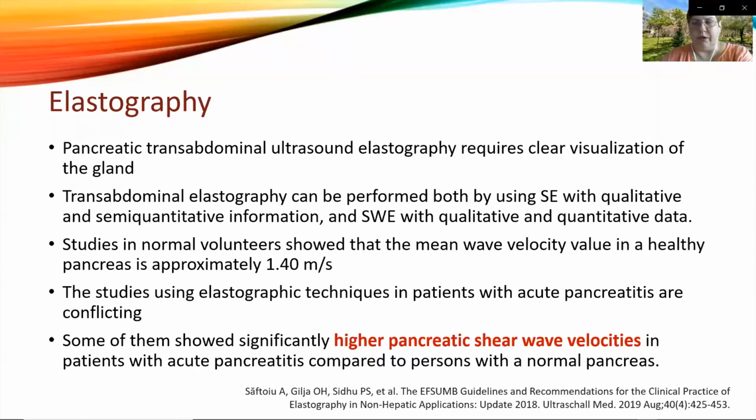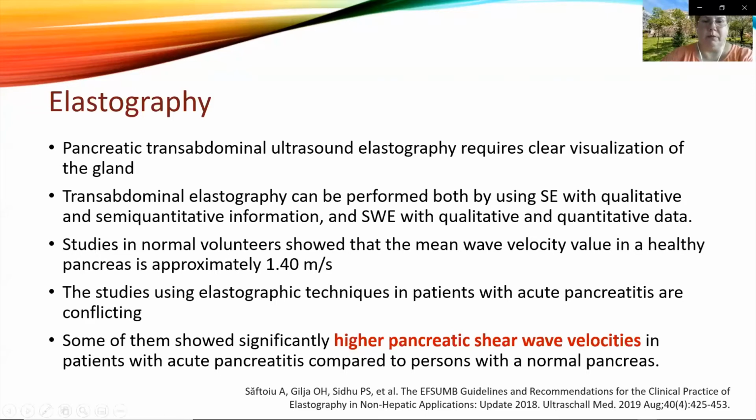What about elastography? The other feature that is now available to use together with conventional ultrasound and contrast-enhanced ultrasound is available in most of the machines from different manufacturers. The technique requires a clear visualization of the gland, and can be performed both by using strain elastography, qualitative or semi-quantitative, but also by using shear wave elastography.